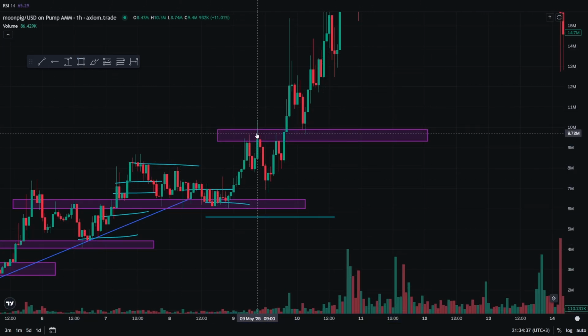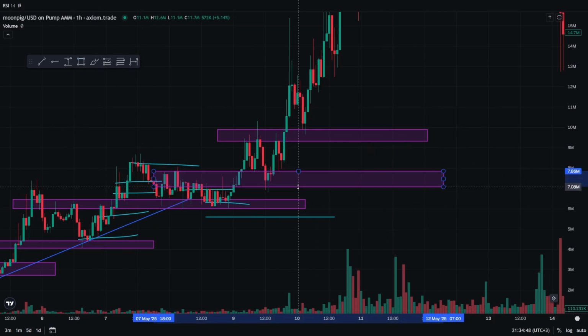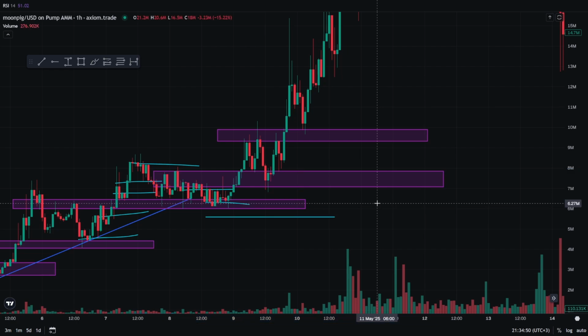Again we can see that it made the high at 10 mil. What did I say? 10 mil, round numbers. It came back to, okay, we can see another resistance line here. Again, you can't time every bottom. I'm not saying that you can time every bottom just like that. No, you can't. You never know.